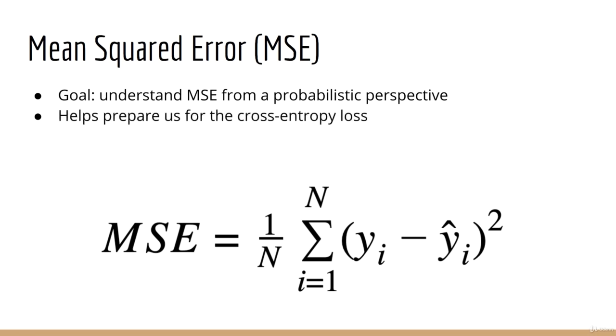As a side note, I just want to remind you that there are multiple names that we use interchangeably. So if you hear error or loss or cost or objective, these are all generally referring to the same thing. So we might say cross-entropy error, but we also might say cross-entropy loss. They mean exactly the same thing.